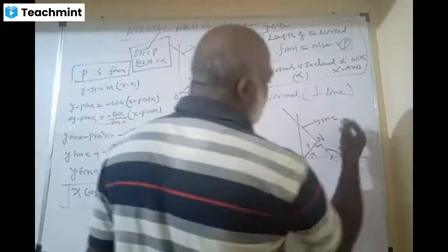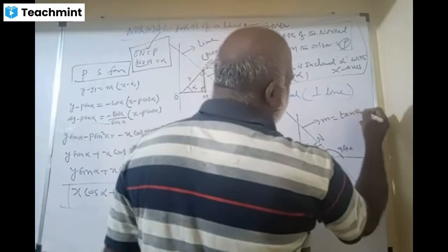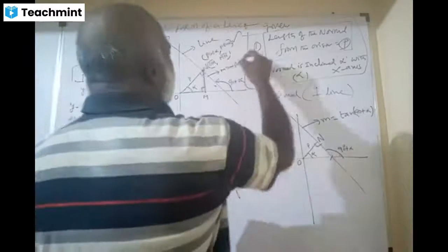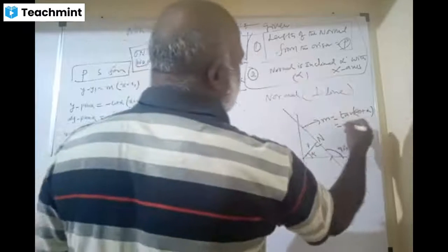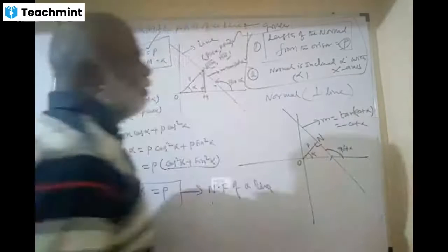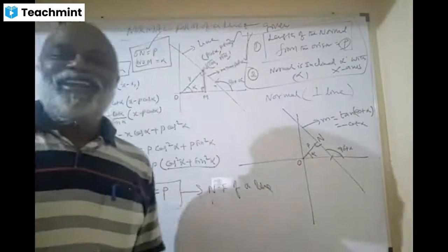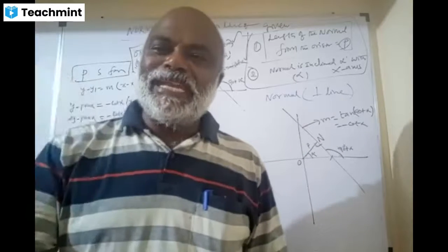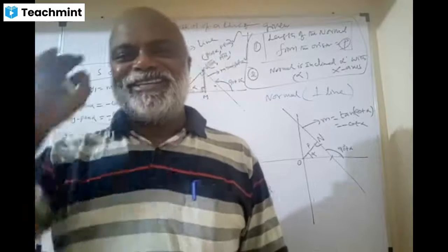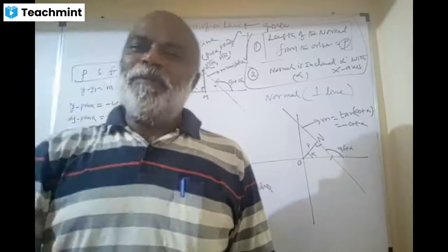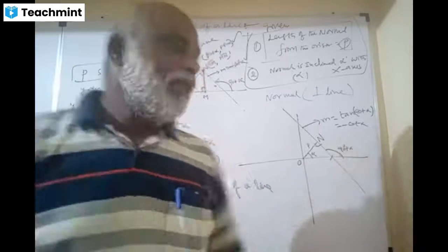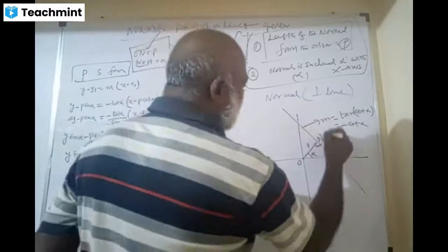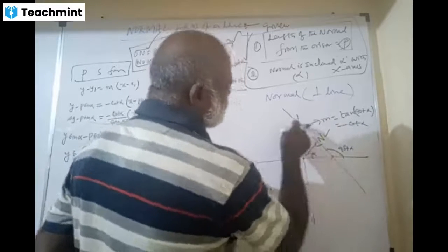That means tan of 90 plus alpha, correct? That is nothing but minus cot alpha. That's all, minus cot alpha. Now, you know the slope. If you know the slope, options are limited: slope-intercept, slope-point, point-slope. So, already you know the slope. The point, you don't know.